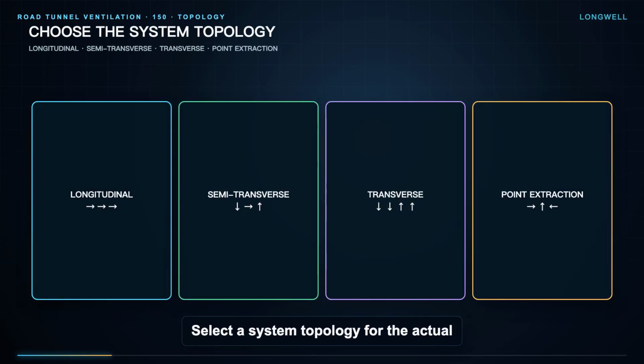Select a system topology for the actual tunnel. Longitudinal ventilation moves air along the bore. Semi-transverse, transverse, and point extraction systems add supply or extract paths. Tunnel geometry, portals, shafts, traffic direction, congestion, egress, and environmental discharge constraints drive the choice.